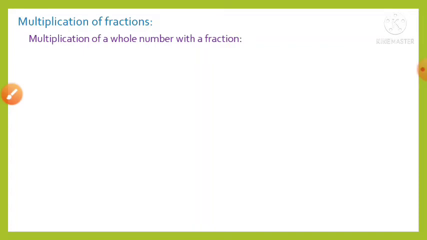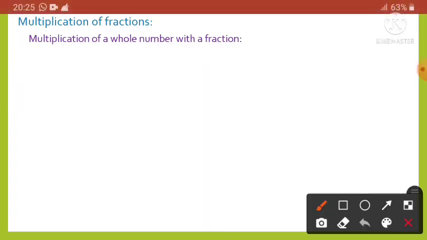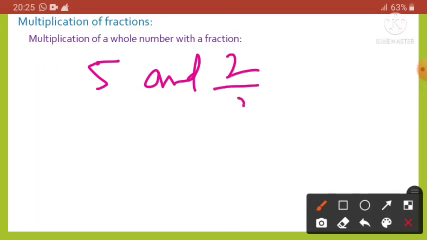Now we will be talking about multiplication of fractions. While multiplying fractions, we always multiply numerators with numerators and denominators with denominators. We then reduce the final answer to the lowest terms. At first we will be learning about multiplication of a whole number with a fraction. If the question is find the product of 5 and 2 by 9, got it?